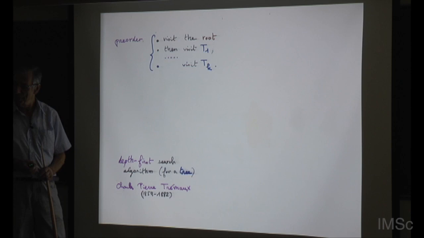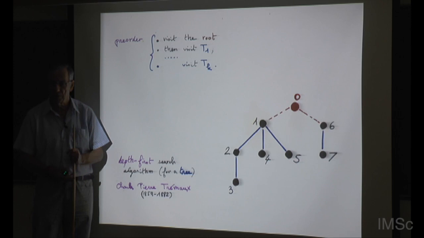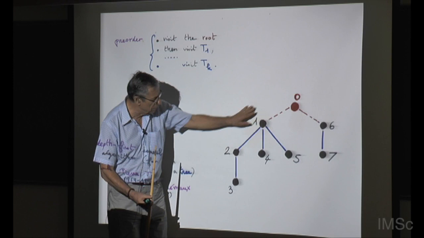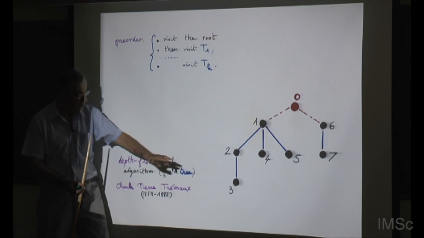So here is the labeling of the tree. So you see, you first visit this, then visit this, and each time you go the leftmost, first the root, then the first subtree, then the second, the third. When you have finished all this, then you visit this. So each time you go the leftmost possible, and when you have finished, you go back recursively and you continue like this.